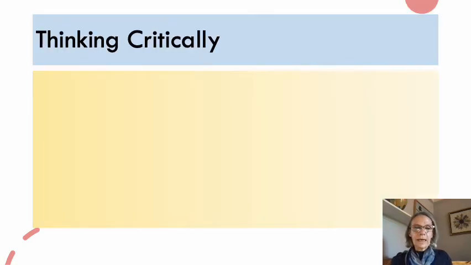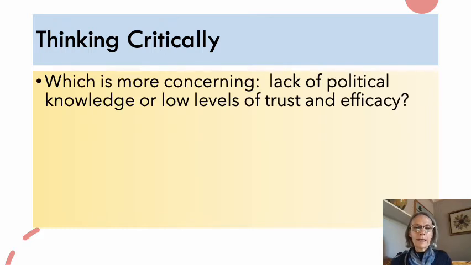So some things to think about regarding political efficacy. Which do you think is more concerning? A lack of political knowledge or low levels of trust and efficacy? Obviously, not having political knowledge and not having trust and efficacy is concerning. But is it better to have a populace that's well informed? Does being well informed mean that you are more aware about what your government's doing and that you might have a higher level of trust and efficacy?